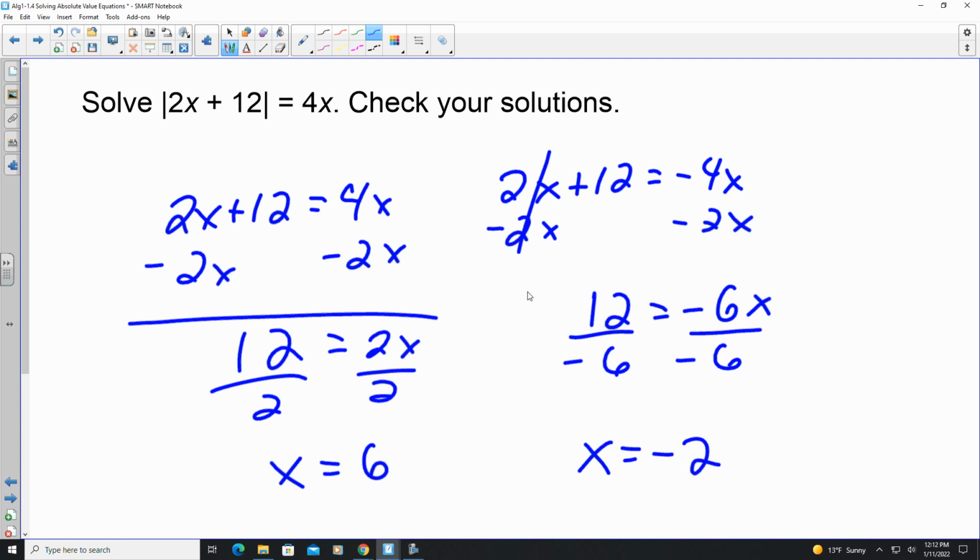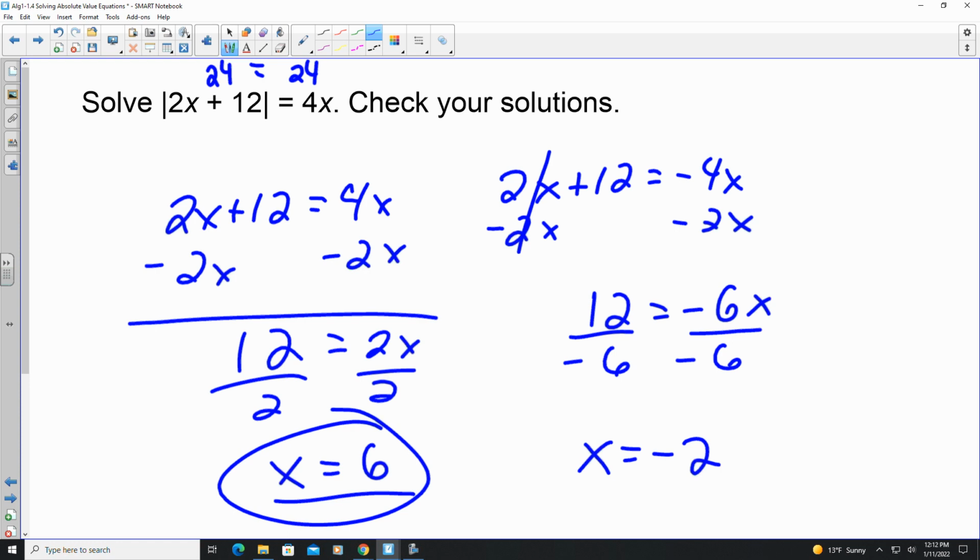Here is the problem. If I were to use this one, 2 times 6 is 12. 12 plus 12 is 24. Absolute value of 24 is 24. And then 6 times 4 is 24. 24 does equal 24. That checks out.